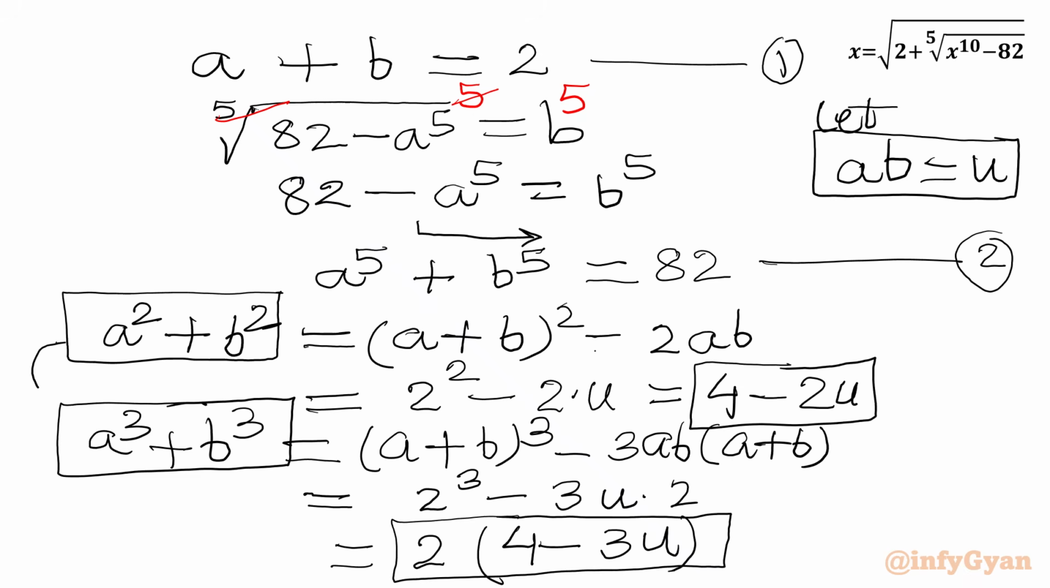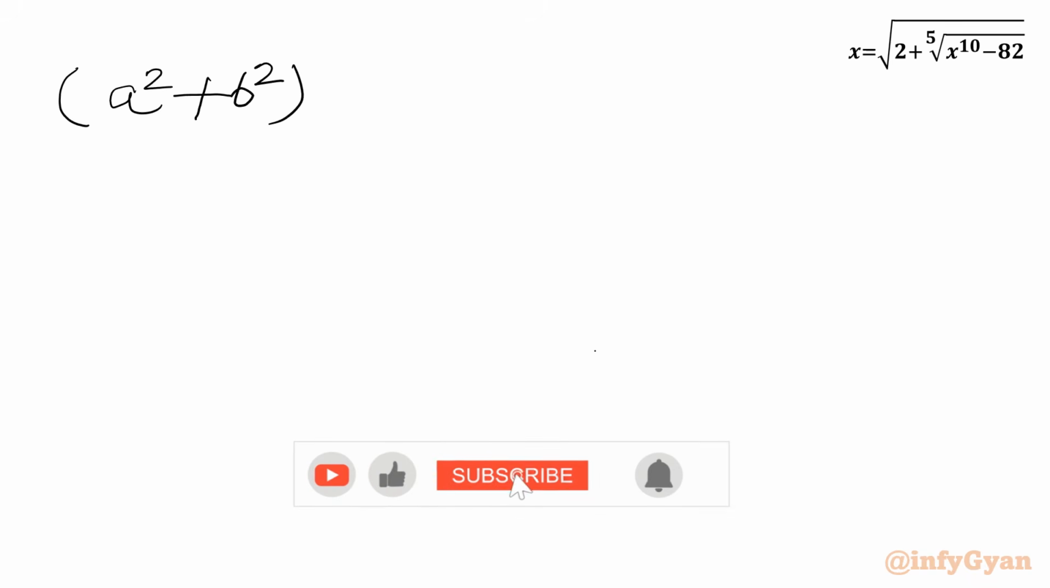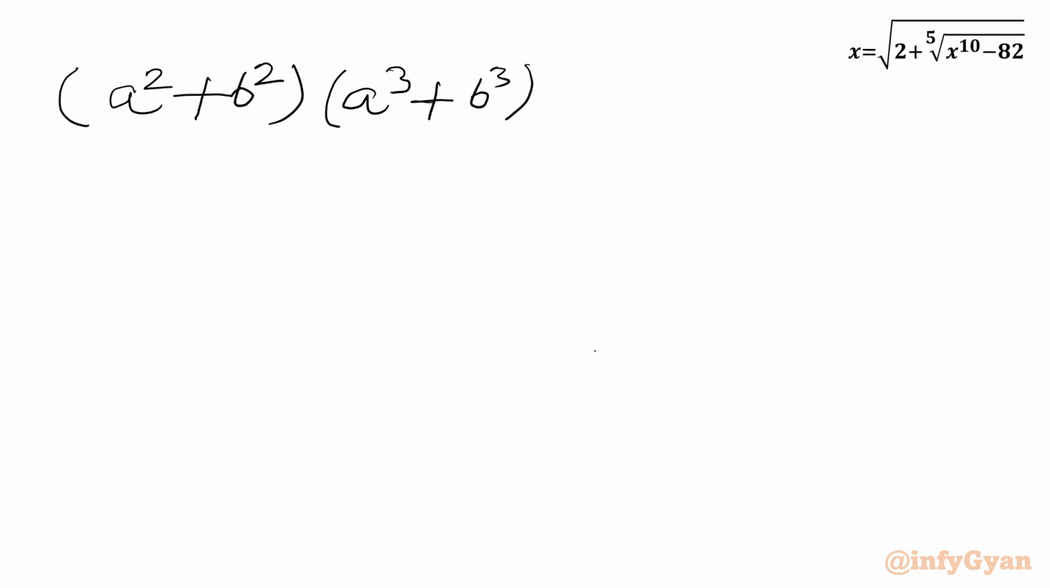Now we are going to multiply these two equations. So in RHS there will be 2 times 4 minus 2u times 4 minus 3u, and in LHS a square plus b square times a cube plus b cube. Let's write a square plus b square times a cube plus b cube equal to 4 minus 2u times 2 times 4 minus 3u.